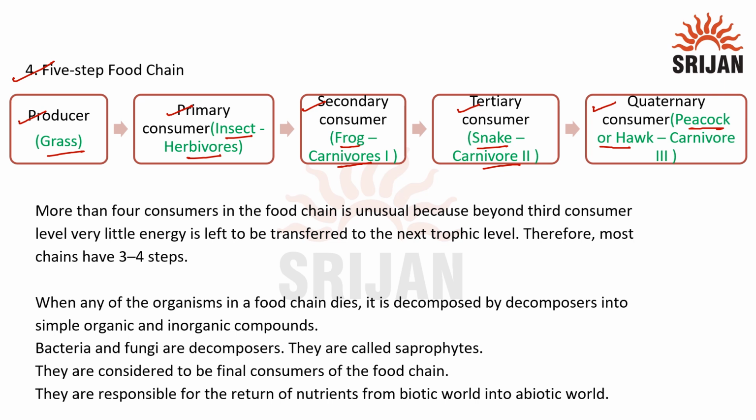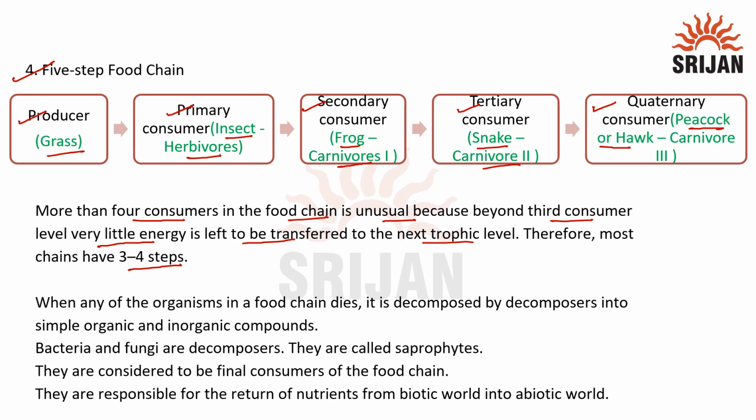Most of the food chains may have three or four steps because more than four consumers in a food chain is unusual, because beyond the third consumer there is very little energy left that could be transferred to the next trophic level, and hence we see maximum food chains have three or four trophic levels.